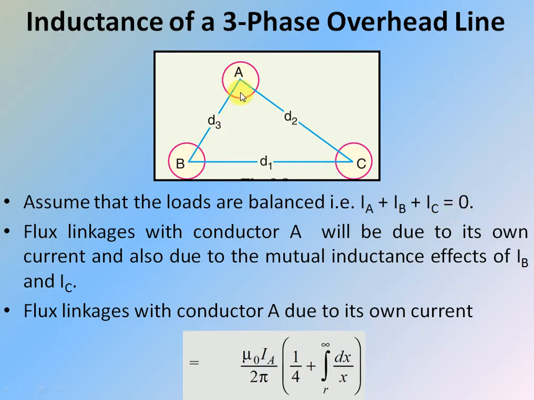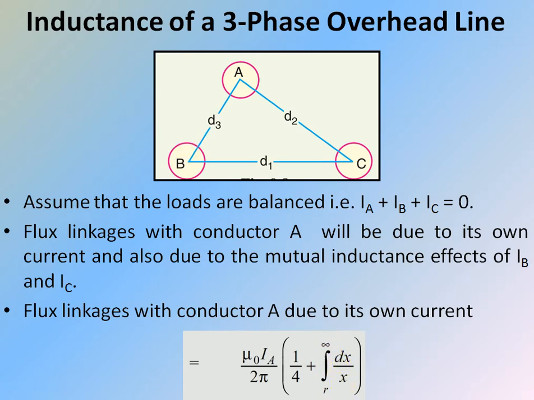Next we are going to find the flux linkage with conductor A. This conductor A will be associated with both internal flux and external flux linkages of the current which is flowing through this conductor itself. In addition to that, external flux linkages due to the current which are flowing through both these conductors B and conductor C. Therefore, the flux linkages due to the internal flux and external flux with conductor A is given by the standard relation which we have derived in the last session, μ0 Ia by 2π into 1 by 4 plus integral r to infinity dx by x.